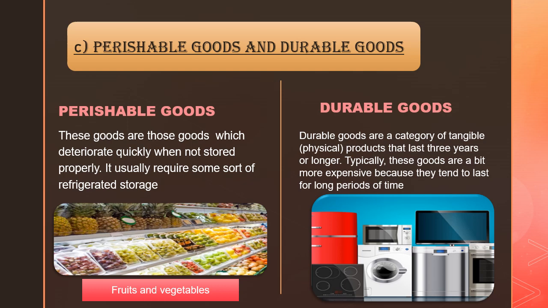Here I gave examples like television, refrigerator, washing machine, anything which is used more than 3 or 4 years, and it depends upon the situation of the goods. It can be used for 10 years also.